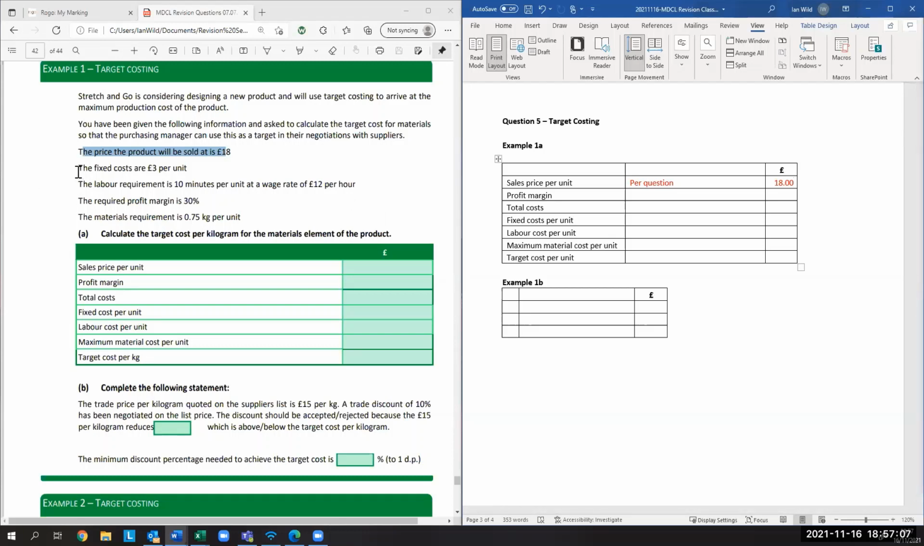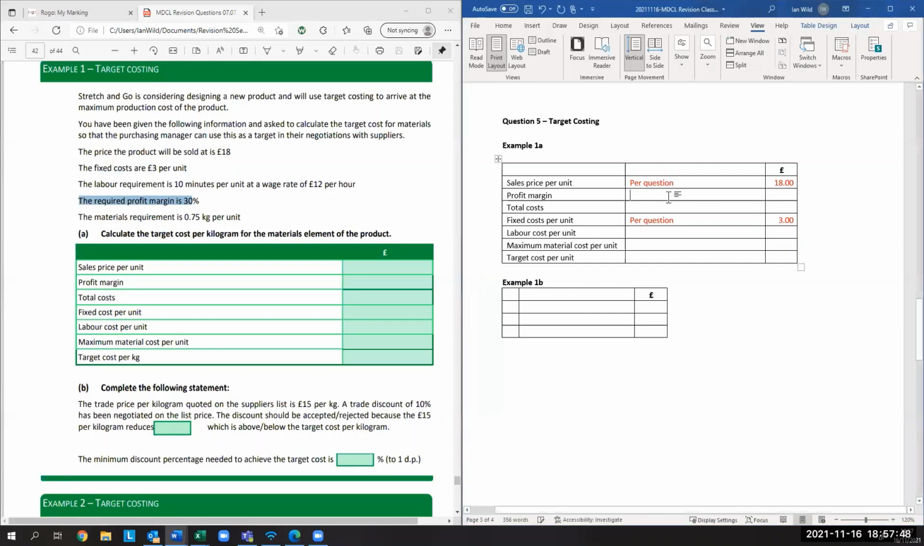We are told that the fixed costs are £3 per unit. Everyone's coming in with very good suggestions, and you're all right. Put in the fixed costs per question, and we know that that's 3 quid. Get those figures in, because you are given those figures. The next thing we are given is the required profit margin.